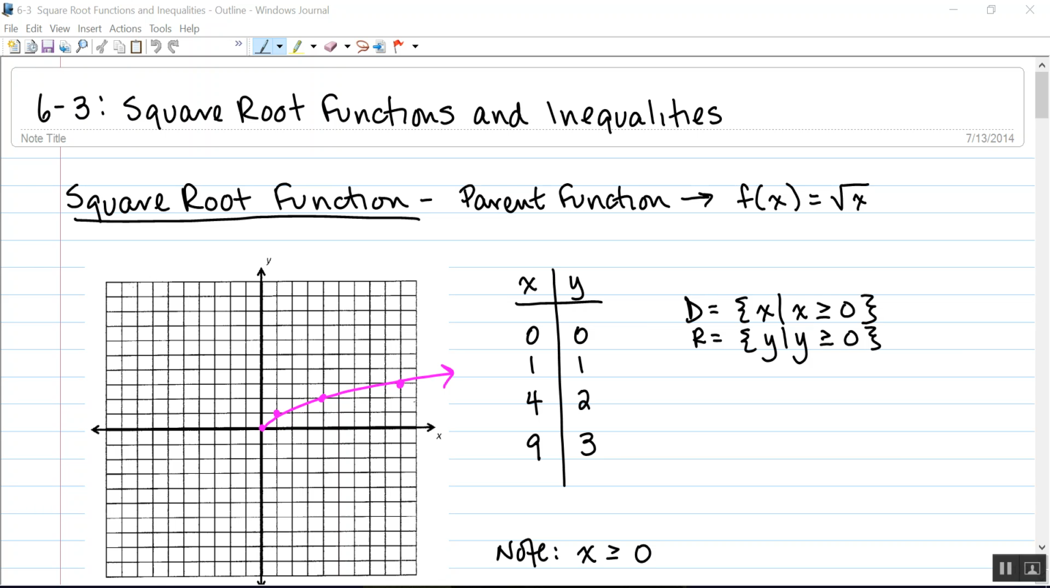Section 6.3 is on square root functions and inequalities. The parent function of the square root function is basically f of x equals the square root of x. And it looks like this.